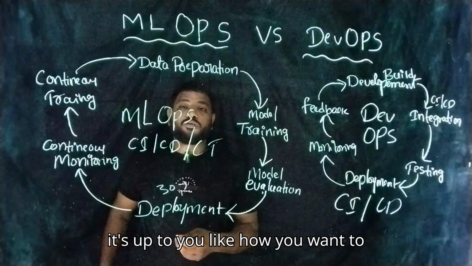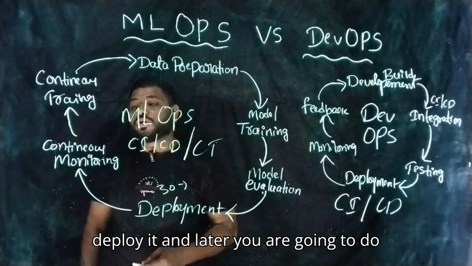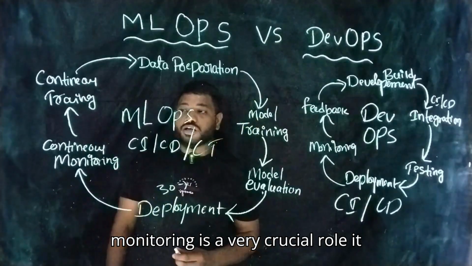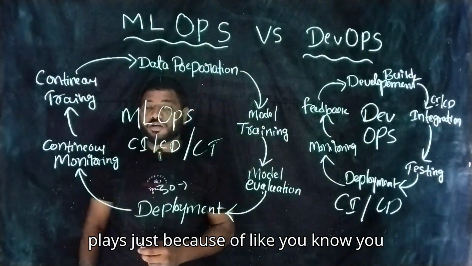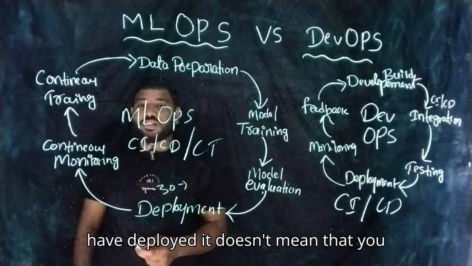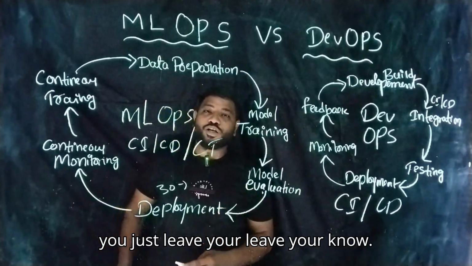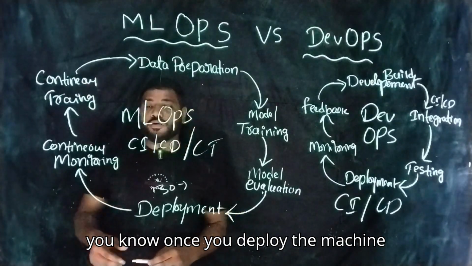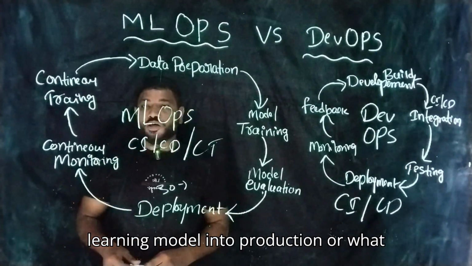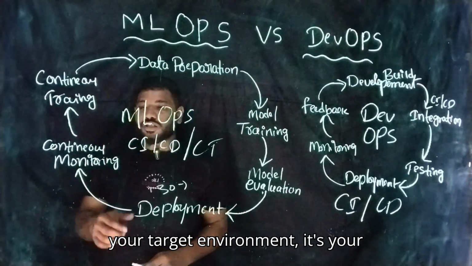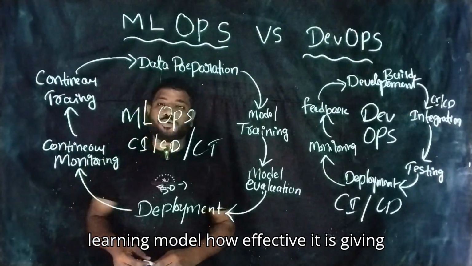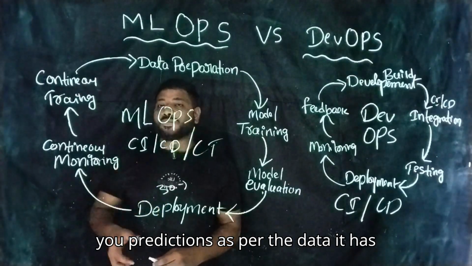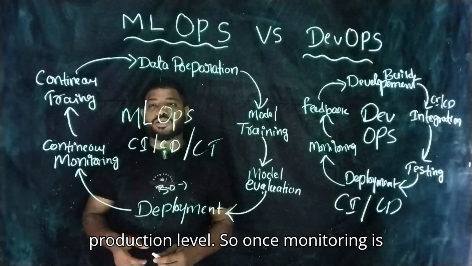So it's up to you how you want to deploy it, and later you are going to do continuous monitoring. In this machine learning lifecycle, continuous monitoring plays a very crucial role. Just because you have deployed it doesn't mean that you just leave your model as it is. Once you deploy the machine learning model into production or whatever target environment, it's your responsibility to monitor how effectively it is giving you predictions as per the data it is passing through at a production level.